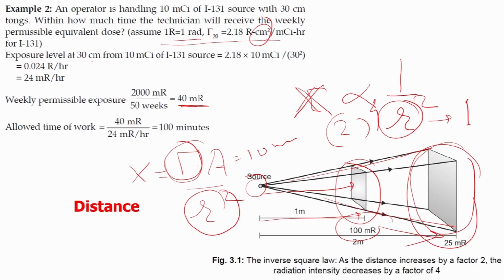So the exposure level at 30 centimeter from the 10 millicurie source: you multiply the gamma ray constant by the activity, and you get 0.024 Roentgen per hour divided by r square. With r as 30 centimeter, 30 square, you get 24 mR per hour. The allowed time of work is the permissible dose limit divided by 24 mR per hour. With this formula, you get 100 minutes. So in 100 minutes the technician will reach the weekly dose limit of 40 mR. This is an important example to understand the role of distance.